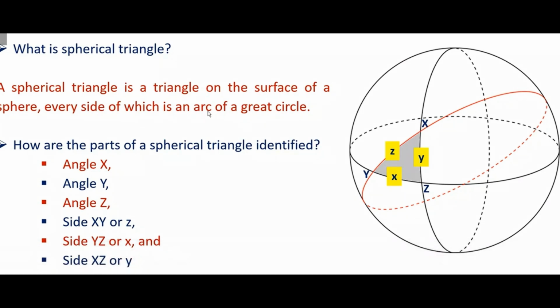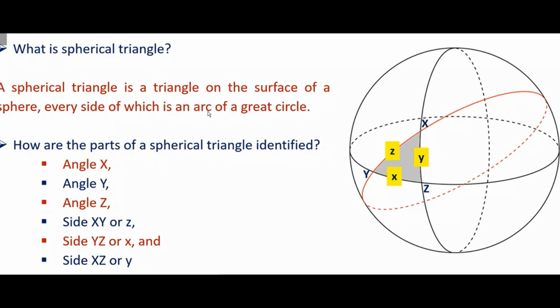Okay. So any doubts up to here, beta? No, sir. So just one small doubt. Tell me, beta. It has been written that every side of this spherical triangle should be the arc of a great circle. Right. So is it possible that a small circle, like the parallel of latitude, is also the part of that circle?